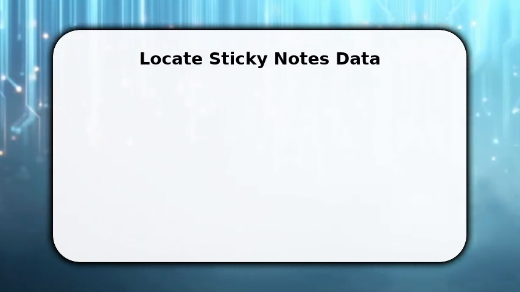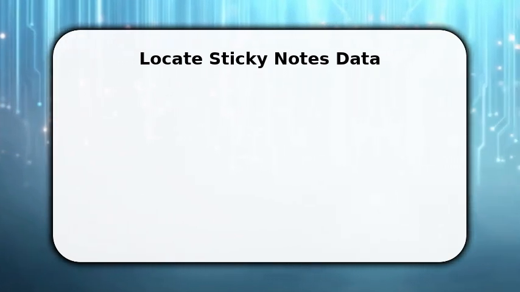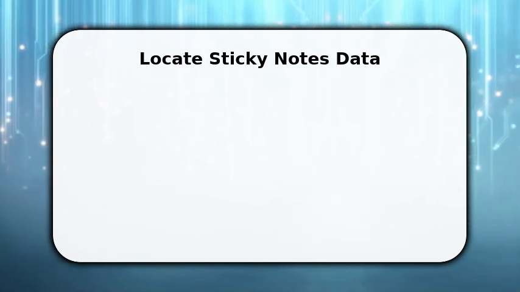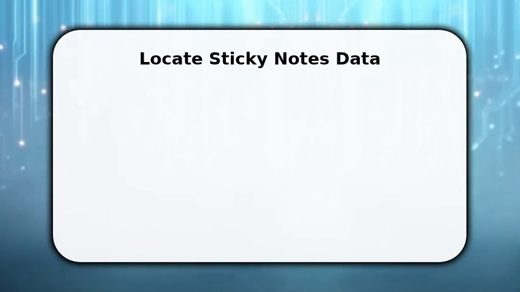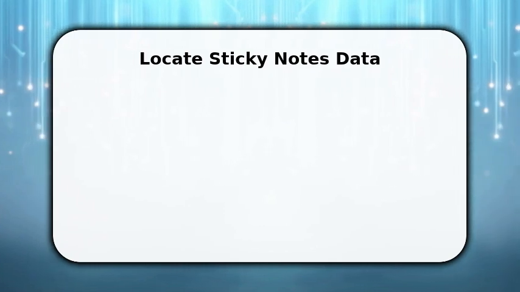Once there, identify settings.dat and plum.sqlite. These hold configuration and note content. Make a copy of both files to a backup folder on an external drive or cloud sync. Doing this preserves full note text and sync metadata.